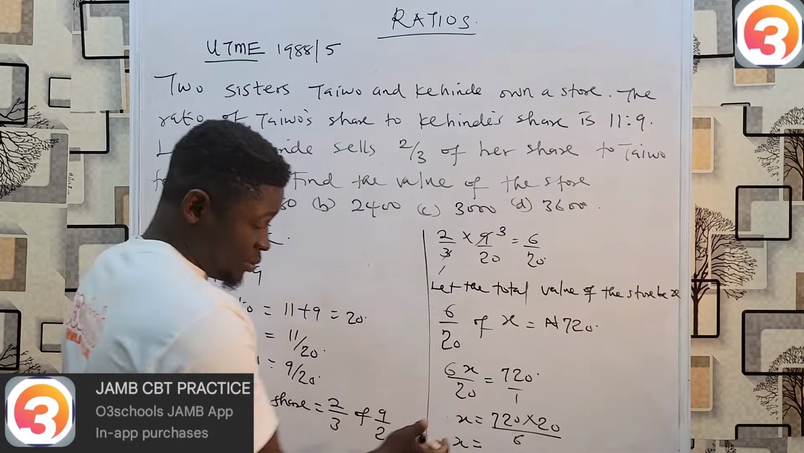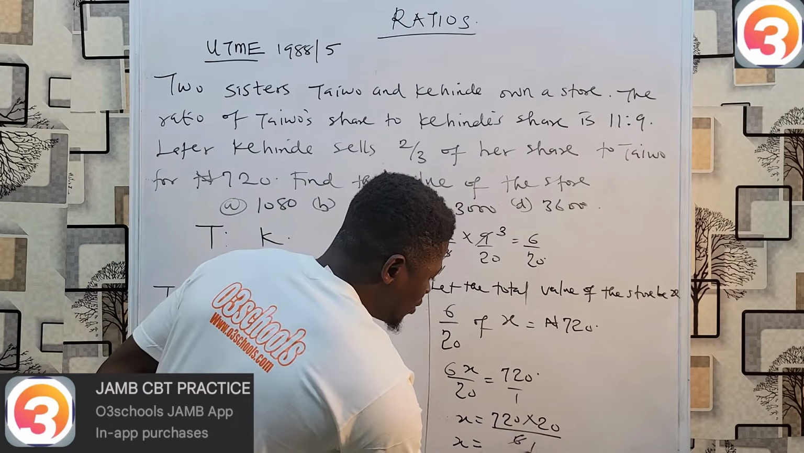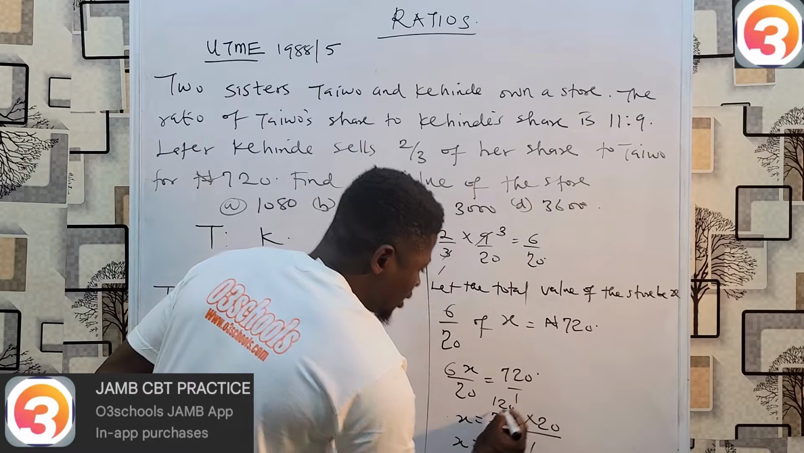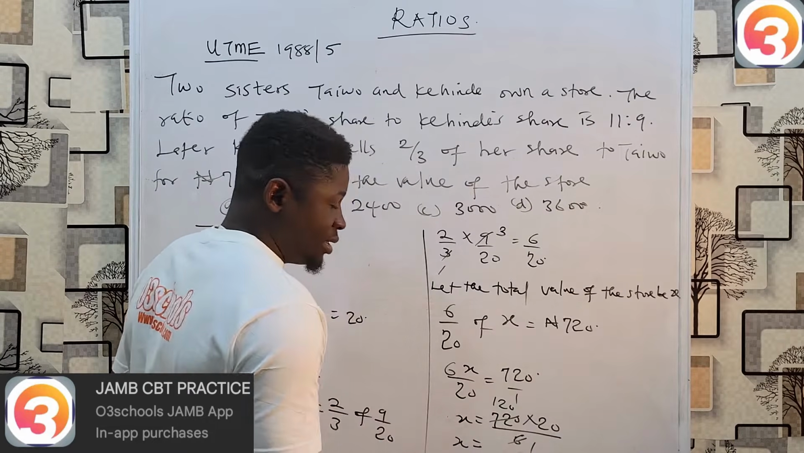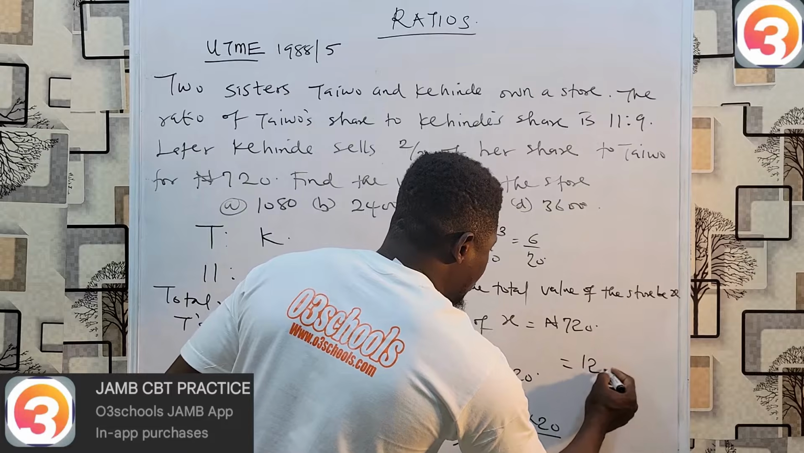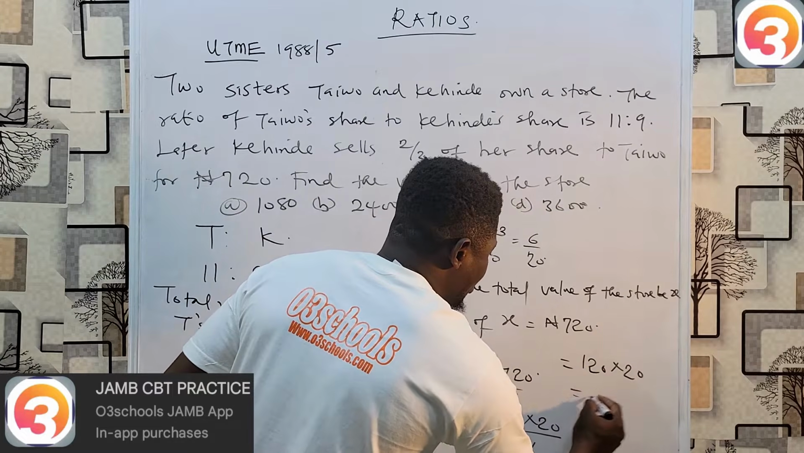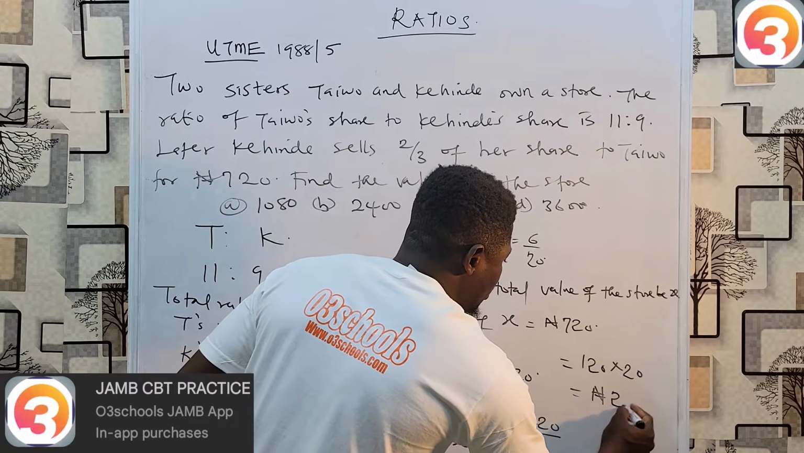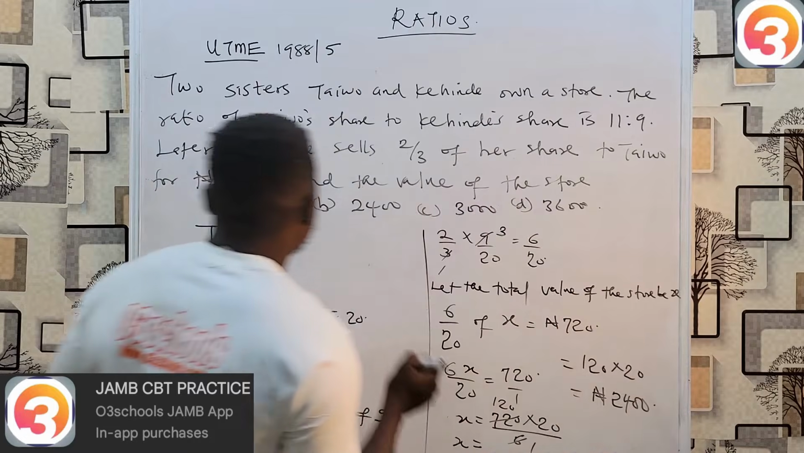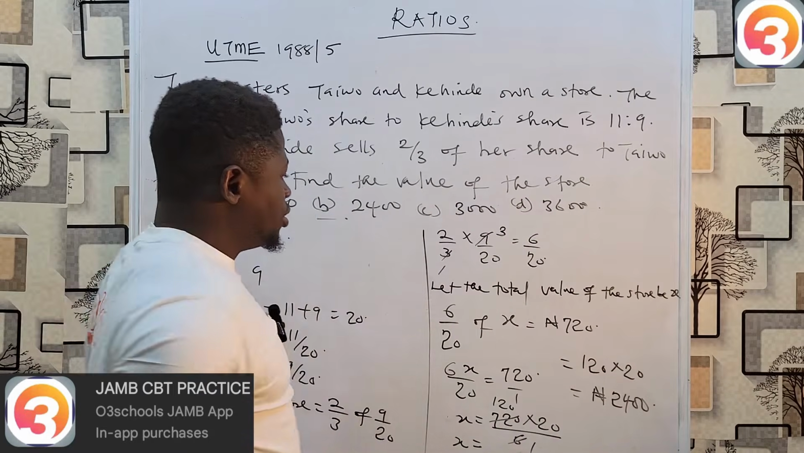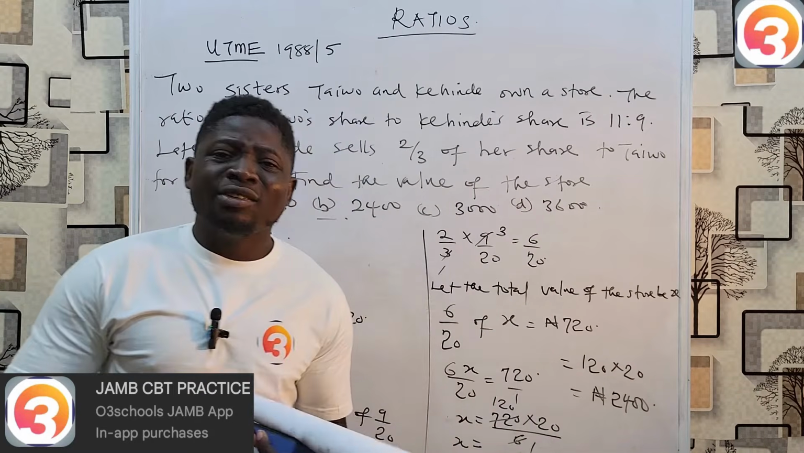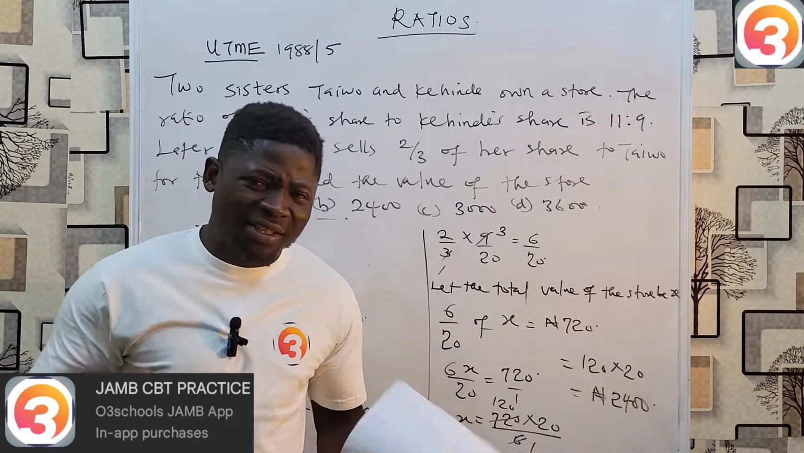All right. So 6 here 1, 6 here 120. 120 times 20 will give us 2,400 naira, which is option B.